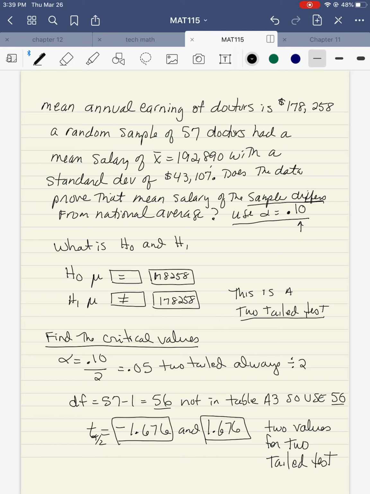0.10, I have to take 0.10 divided by 2, and I get 0.05. And again, I divided it by 2 because it's a two-tailed test. I do the degrees of freedom because I need the other number to look it up in the chart.